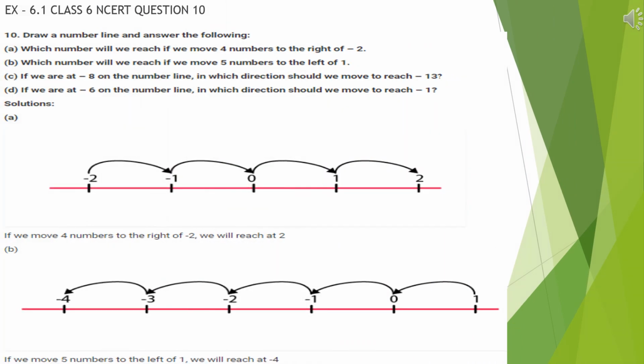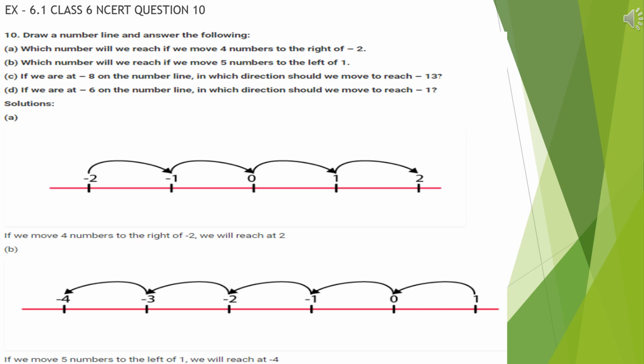Now let's understand question number 10. Draw a number line and answer the following. First part. Which number will we reach if we move 4 numbers to the right of minus 2? Firstly, we will draw a number line as you can see, and then we will move 4 numbers to the right of minus 2. After moving 4 steps, we will reach 2. So the answer of this question will be 2.